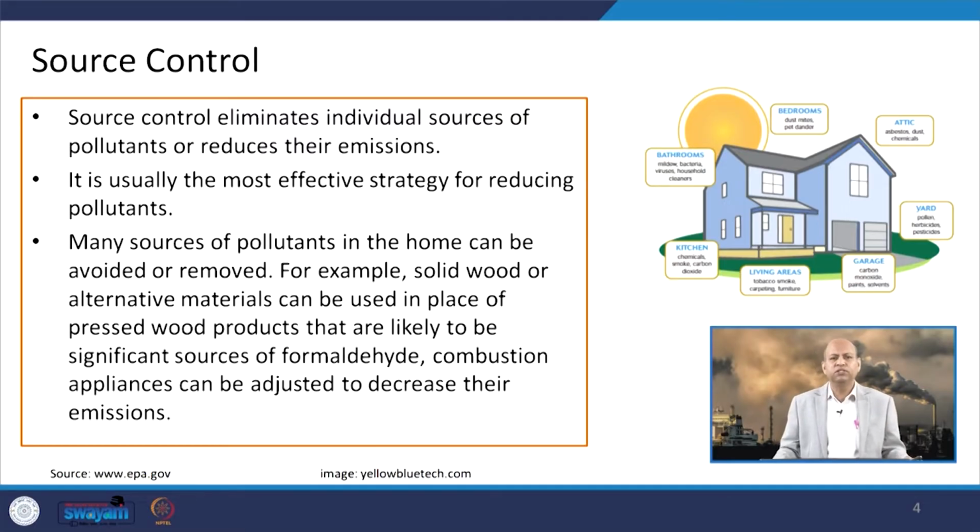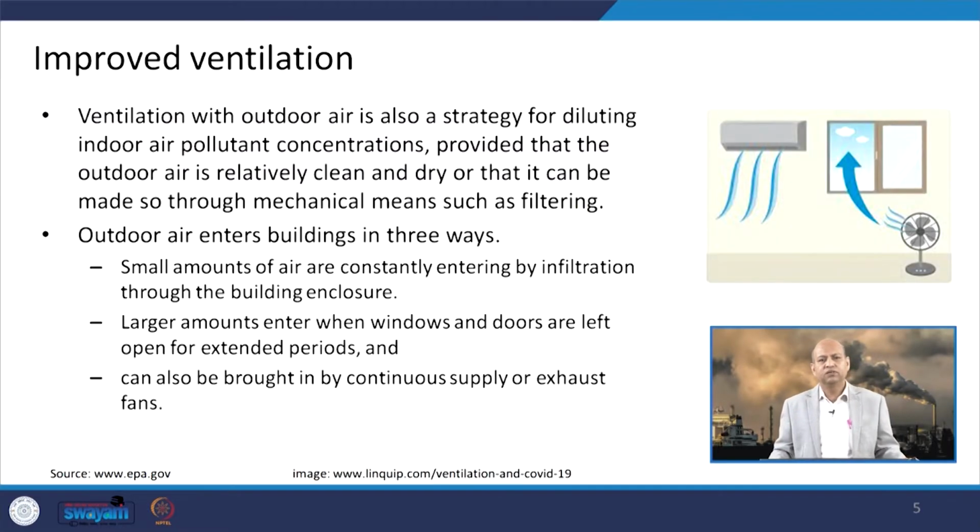Many sources of pollutants in the home can be avoided or removed. For example, solid wood or alternative materials can be used in place of pressed wood, plywood, or boards, which are significant sources of formaldehyde. And combustion appliances can be adjusted to decrease emissions in the kitchen, etc. Those kinds of things we can accomplish through technological interventions or some changes in the usage of different products.